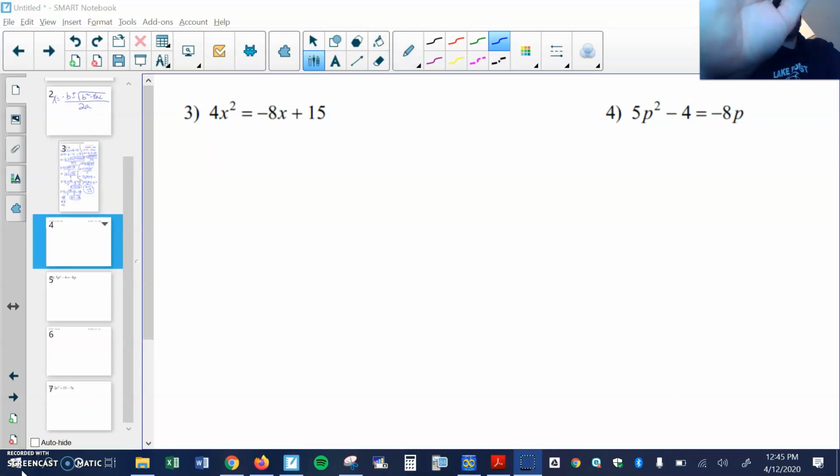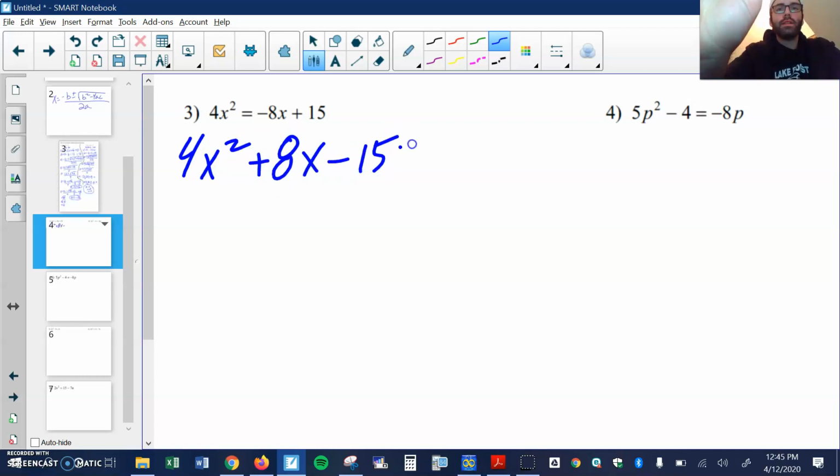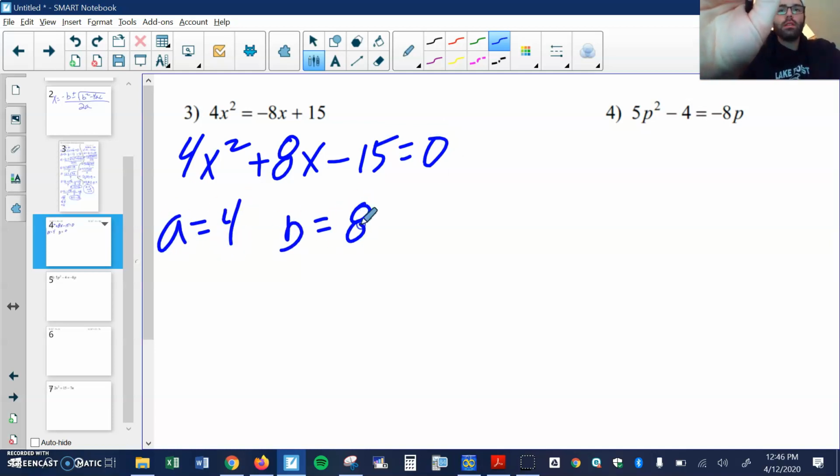Here we go. All right, this is not in standard form, so we want to put this problem in standard form. So I want to move the 8x and move the 15. So I get 4x squared plus 8x minus 15 equals 0. A equals 4, B equals 8, and C equals negative 15.